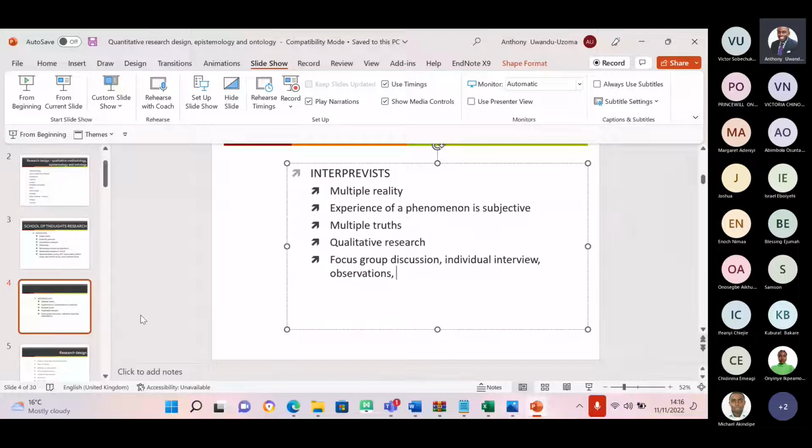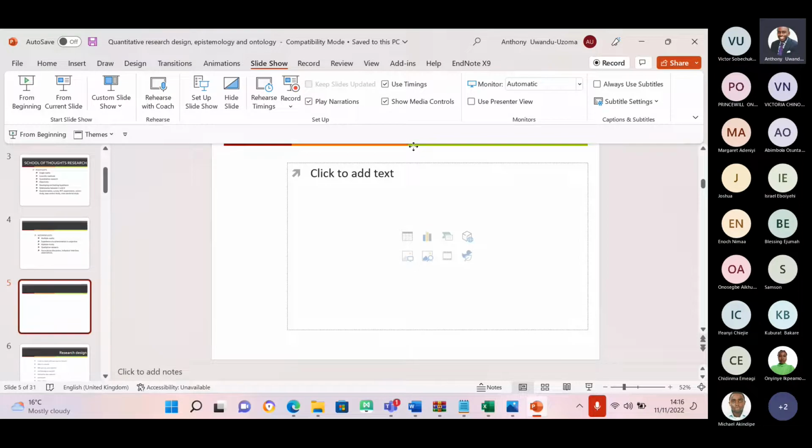Okay, so the third group that is important that you know are the critical realists. The critical realists. So here is a domain of mixed methods. Mixed methods. That means they are combining the features of the two sides.